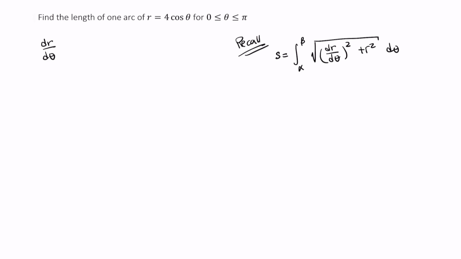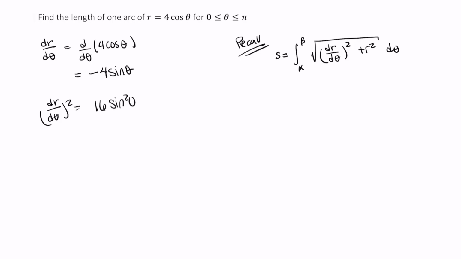dr over d theta is equal to the derivative with respect to theta of 4 cosine theta, and that's equal to negative 4 sine theta. So (dr over d theta) quantity squared is equal to 16 sine squared theta. And then, of course, r squared is equal to 16 cosine squared theta.